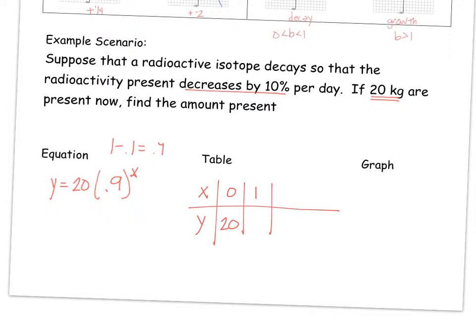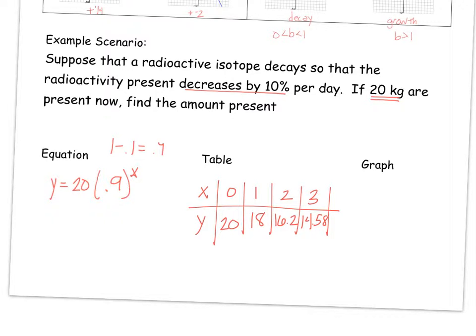And now we take our calculator. Make sure you do this so you know how to punch it in. 20 times 0.9 to the power of 1, and we get 18. Then you do 20 times 0.9 to the power of 2, and you get 16.2. We'll just do one more: 20 times 0.9 to the power of 3, which is 14.58. So it goes down by 10% each time.